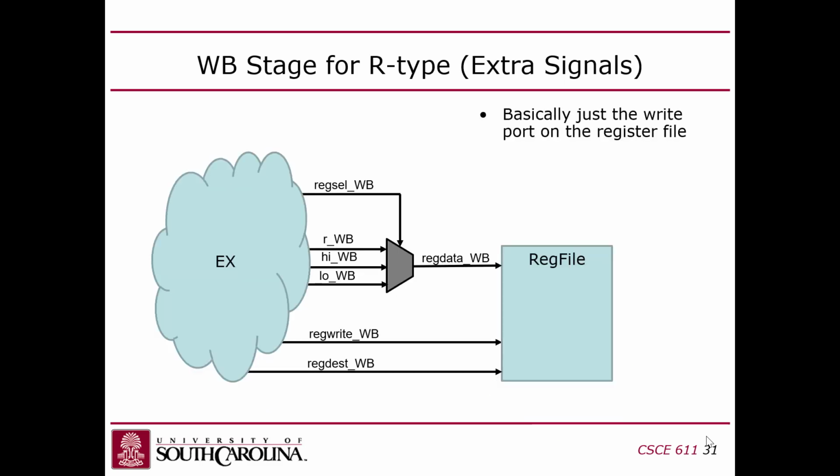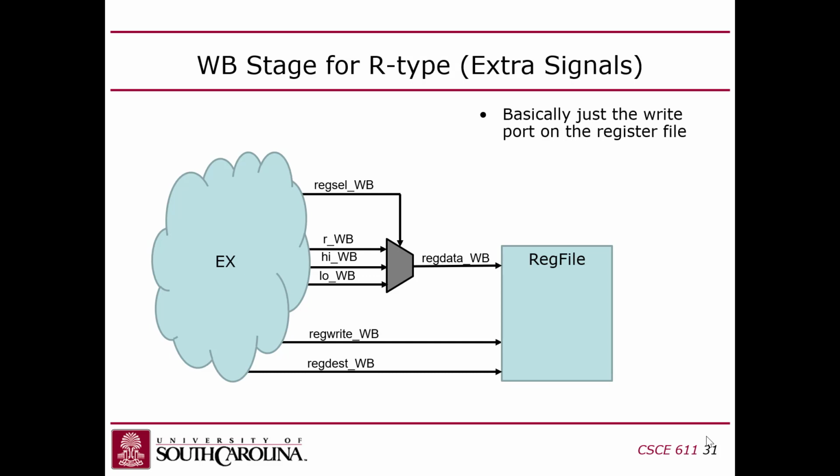Okay, and then we've got the reg select, which allows us to select what we're writing back: R, high, or low. What this means is that this reg select almost always will be 0. We're almost always going to write R back. The only exception is when we have a move from high or a move from low instruction, in which case we want to select high or low here. We have to be able to support that, so we have a MUX that will select those. Everyone with me?